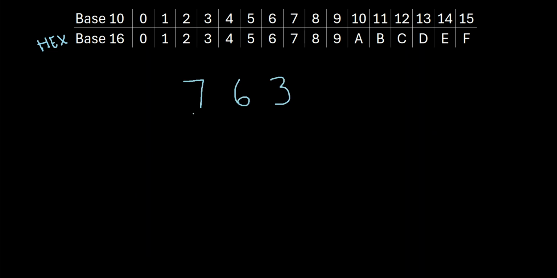All right, let's try another example. Let's say we have the octal number 763. How can we convert this to hexadecimal? Well, once again, we're going to break out each of these individual values into 4, 2, and 1 to start with.